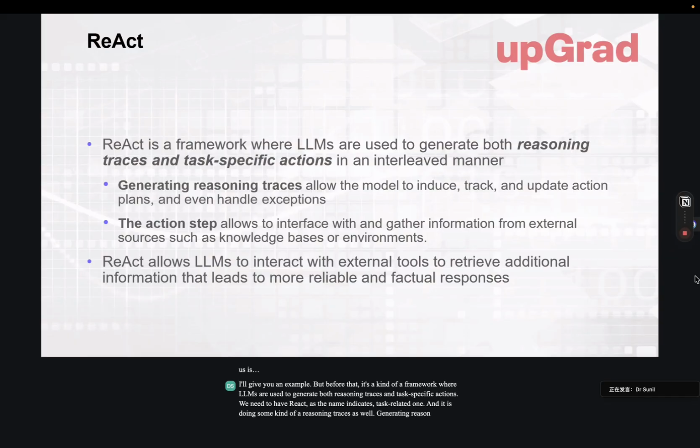Generating reasoning traces allows the model to track and update action plans, whereas the action step allows it to interface with external sources. If you gather information from other sources, people may call that, in our agentic world, tool calling. Okay, function calling, tool calling. ReAct is not limited only to this one.